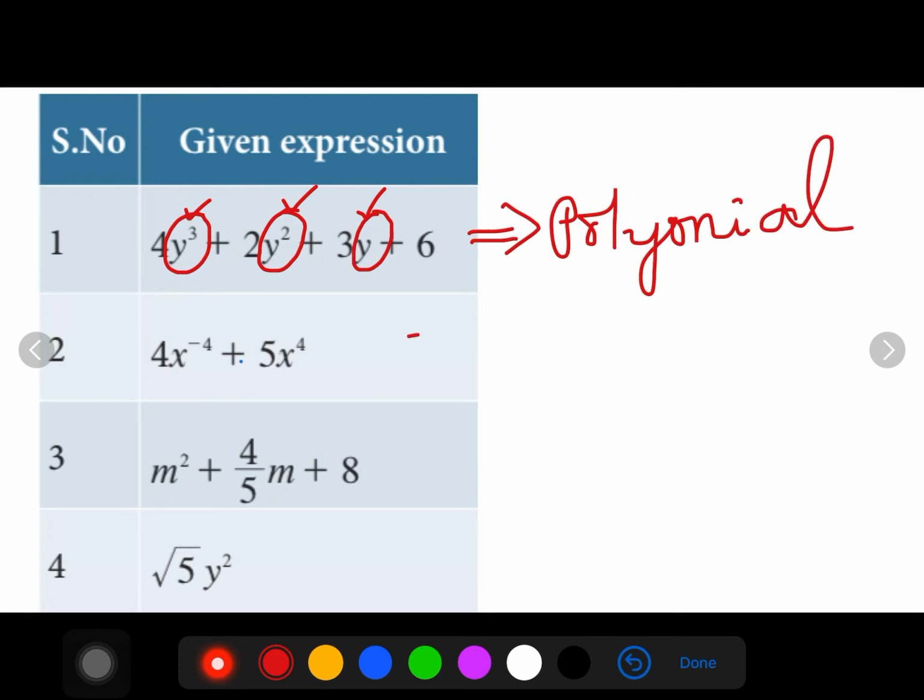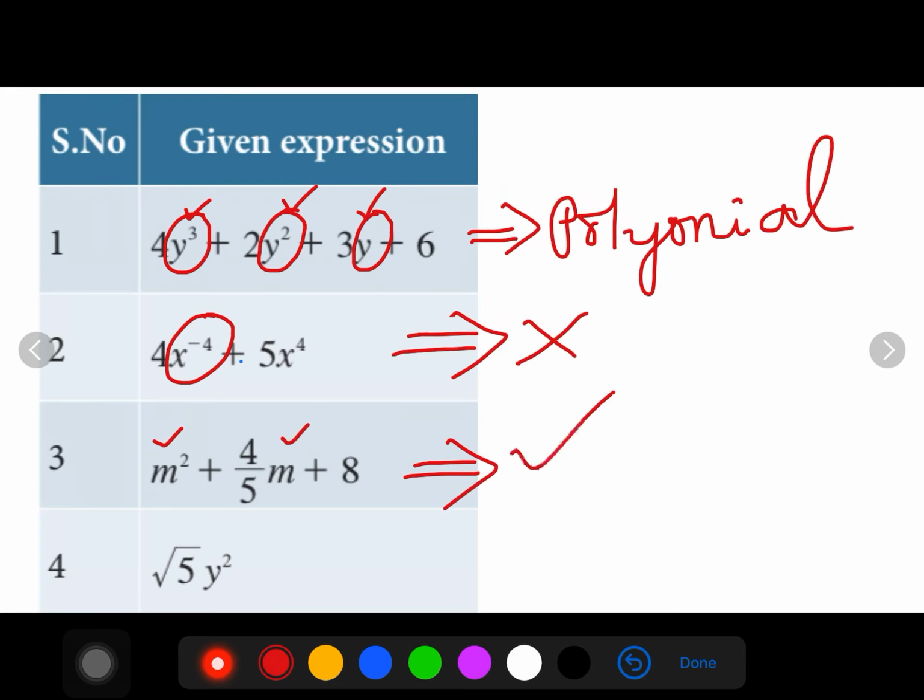Now look at this example: 4x power minus 4 and 5x power 4. Do you think it's a polynomial? No, it's not a polynomial. Why? Because the power of the variable is a negative power, but a polynomial should have only positive powers. Therefore it is not a polynomial. Now look at this example: m square plus 4 by 5 m plus 8. All the powers involved in the variables are positive powers, therefore it is a polynomial. Root 5 y square is also a polynomial because the power is a positive power.